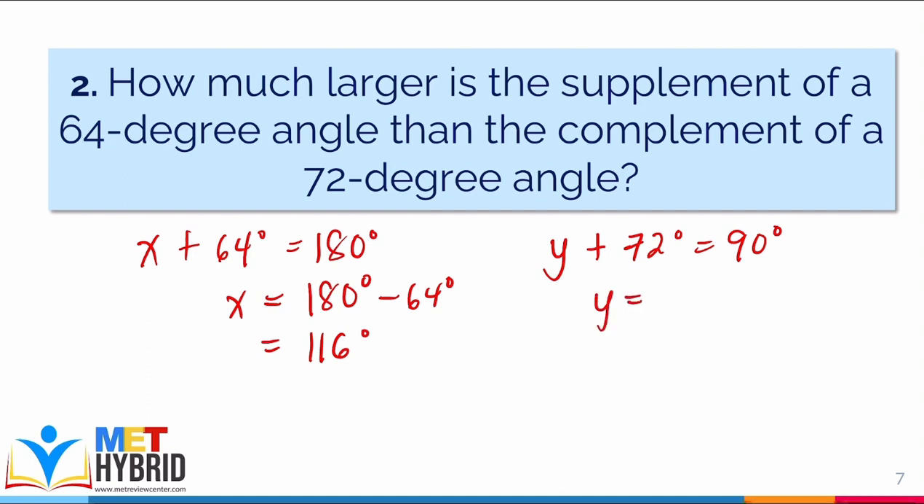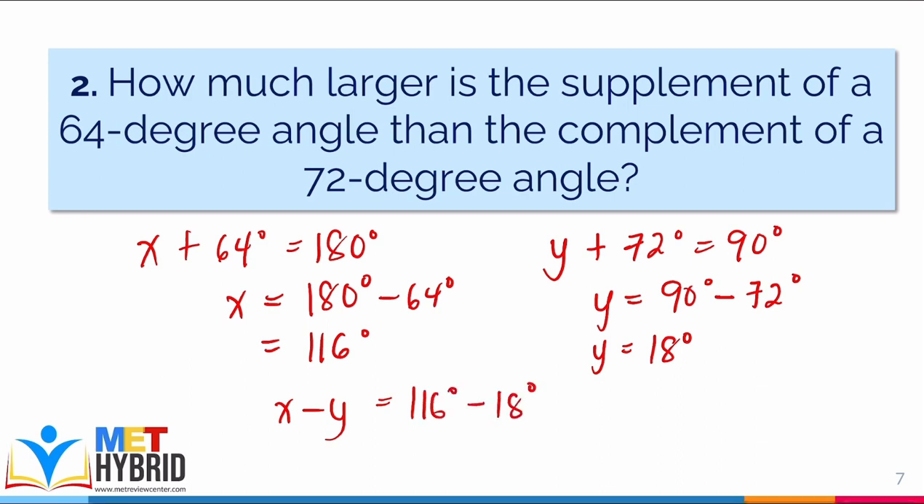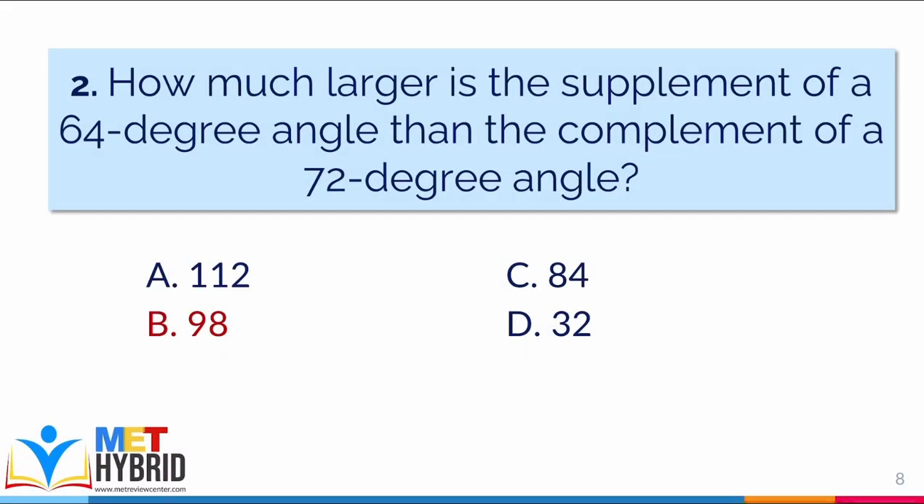Transposing 72 degrees, we have 90 degrees minus 72 degrees. The answer is 18 degrees. To find how much larger the supplement is than the complement, we subtract x minus y equals 116 degrees minus 18 degrees. Therefore, the difference is 98 degrees. The answer is B, 98.